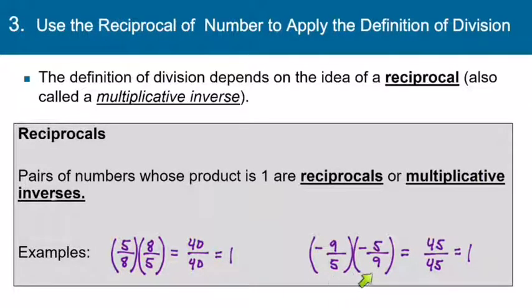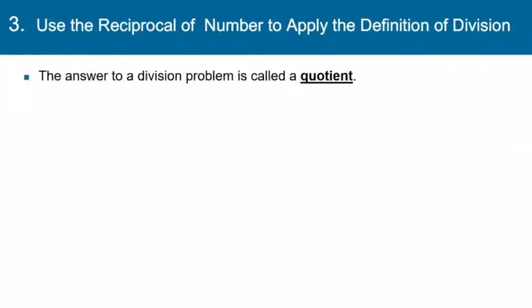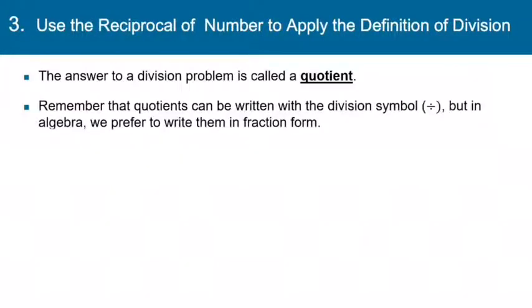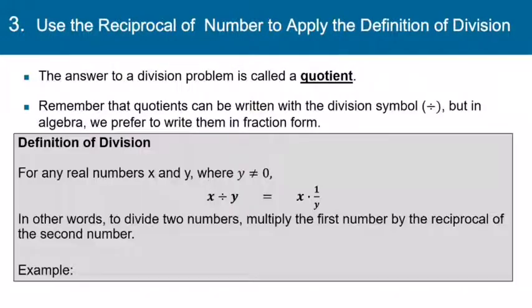These two numbers are reciprocals of each other and they are both negative. Okay, we've said this before, but remember that the answer to a division problem is called a quotient. Now, of course, quotients can be written with the division symbol like this, but in algebra we prefer to write our quotients in fraction form because it just makes simplifying so much easier. So here's the definition of division.